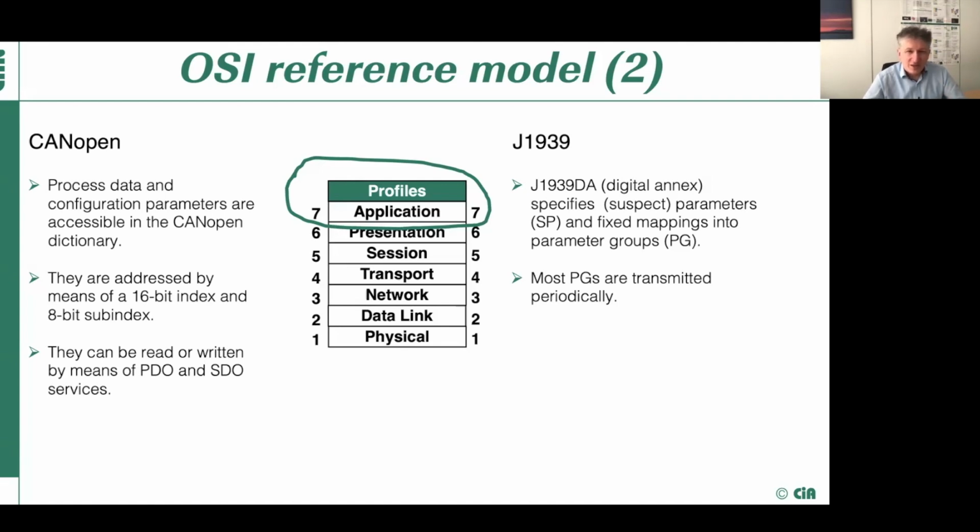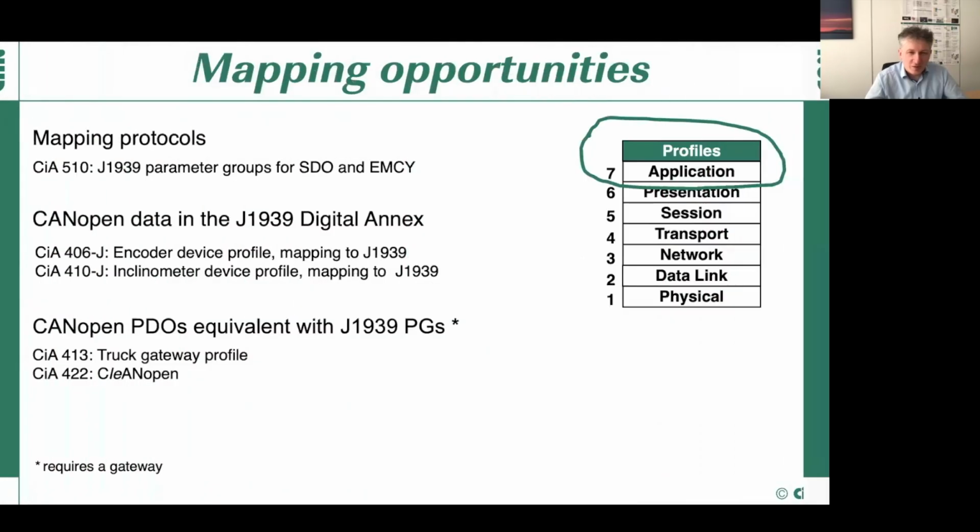Then to do so, you need to use some kind of adapter between the two technologies to make process data available to the corresponding network. So in the next slide, we will talk about this mapping, this adaptation of the data, which can be used between CANopen and J1939 networks.